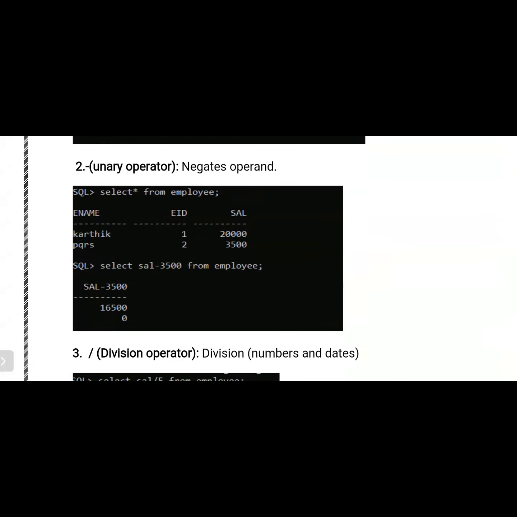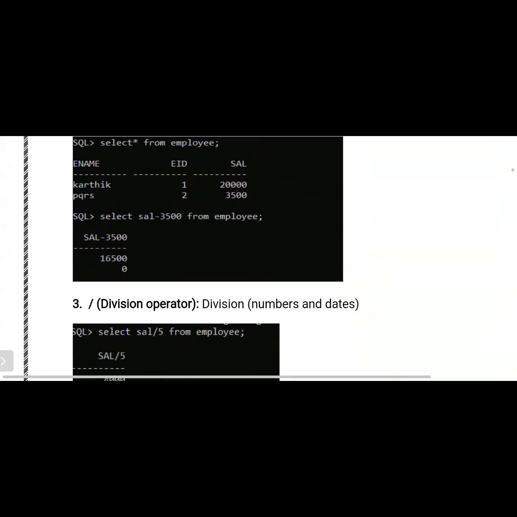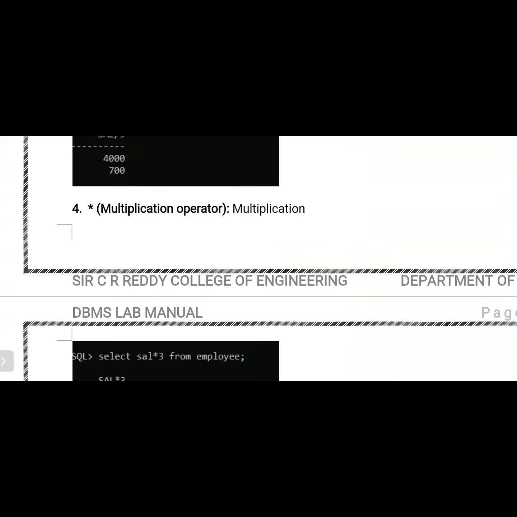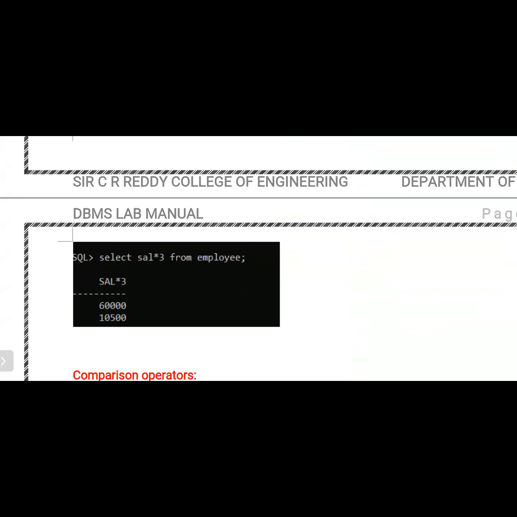Okay, so next one is the minus operator, negative operand. Simple: select sal minus 3,500 from the employee. So one is 17,000 and another one is, sorry, 3,500. So the one is 16,500 and another one is 0. For division, we can use the same manner. For multiplication, we can use the same manner. Select sal star 3 from the table name.